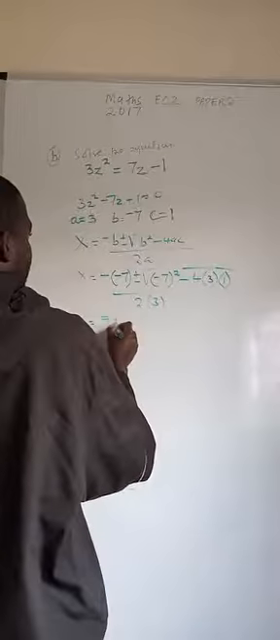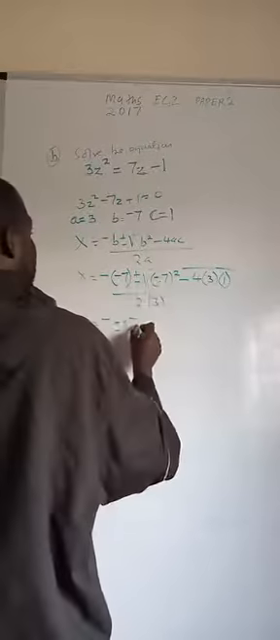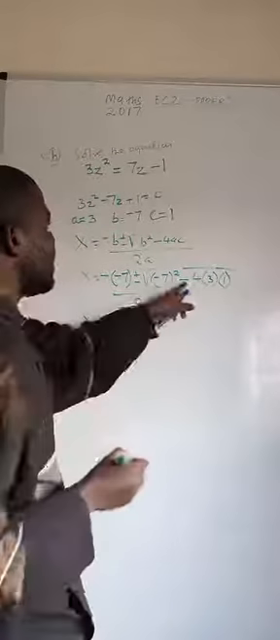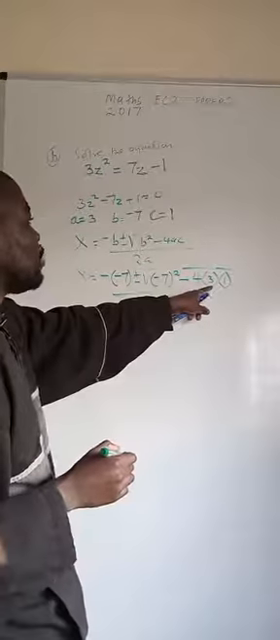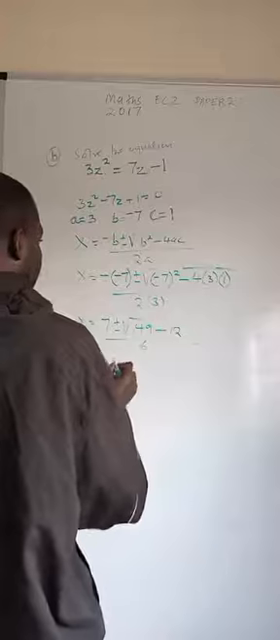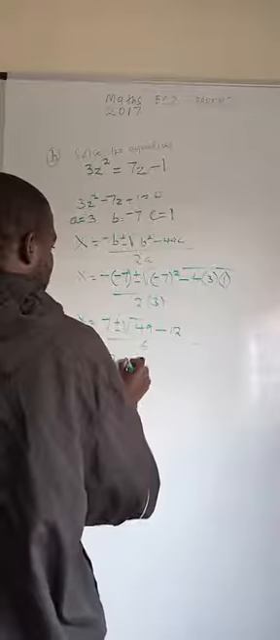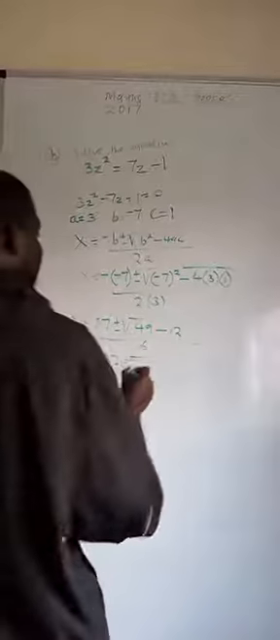So what do you have there? X is equal to, you simplify this. Negative times negative is positive. Only 7 will remain, plus or minus square root. Negative 7 squared is 49. I bring minus there. This minus comes here. This 4 times 3 is 12, times 1, 12. So it will be 12 there over 6. What do you have? X is equal to 7 plus or minus square root of 37.